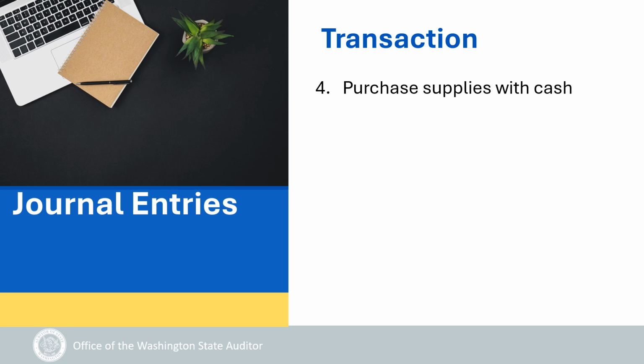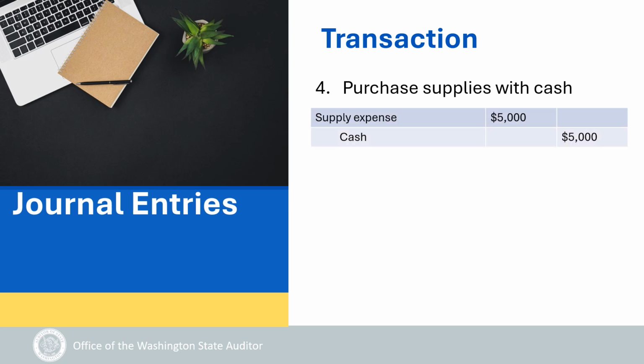Now we purchase some supplies with cash. We anticipate we'll use these supplies within the year, so we're just going to record an expense for this purchase. Expense accounts have a normal debit balance, which means we need to debit supply expense to increase it. We used cash to buy these supplies, which means we need to decrease cash. Cash is an asset, so it has a normal debit balance. That means to reduce it, we need to do the opposite. We credit it. So our journal entry is a debit to supply expense and a credit to cash.